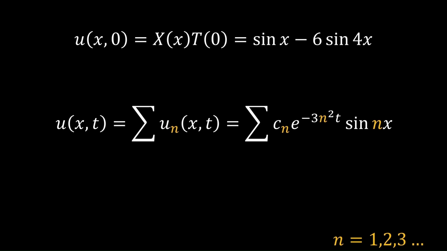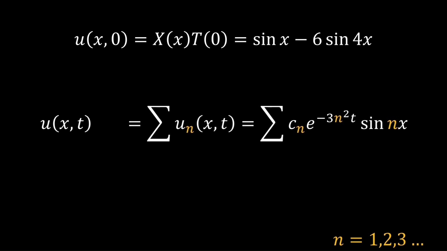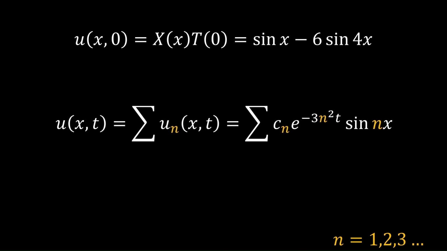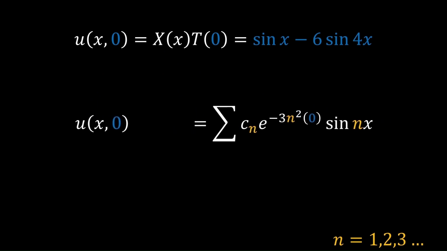Now, although this is the general solution, we could find the solution for our specific partial differential equation by applying the initial condition involving both capital X and capital T. This will provide us with every unknown c sub n value needed to finalize our solution. Let's not forget that u(x,t), as we mentioned at the start of the problem, is simply the product of capital X and capital T. We can use the initial condition, which states that at t equals 0, u(x,t) is equal to sine of x minus 6 times sine of 4x.